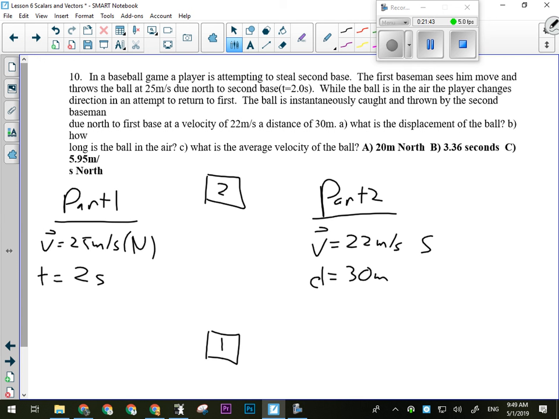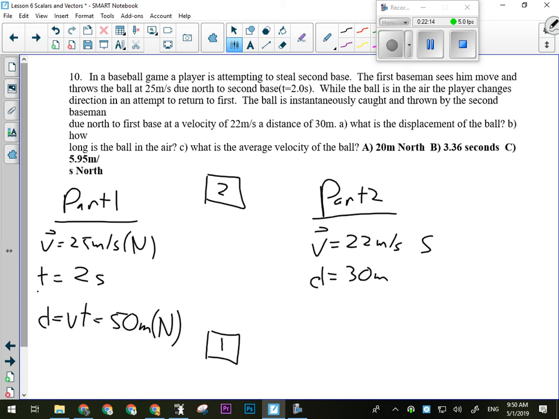Okay, so first thing we want to find is what's the displacement of the ball? Okay, well, if I'm going to find the displacement of the ball, I need to know how far it went in part one. Agreed? Okay, so I'm going to calculate that by just going v times t, 25 times 2. Okay, the ball was thrown 50 meters north in part one. Okay, then it was thrown 30 meters south in part two. So how far from first base is it now?